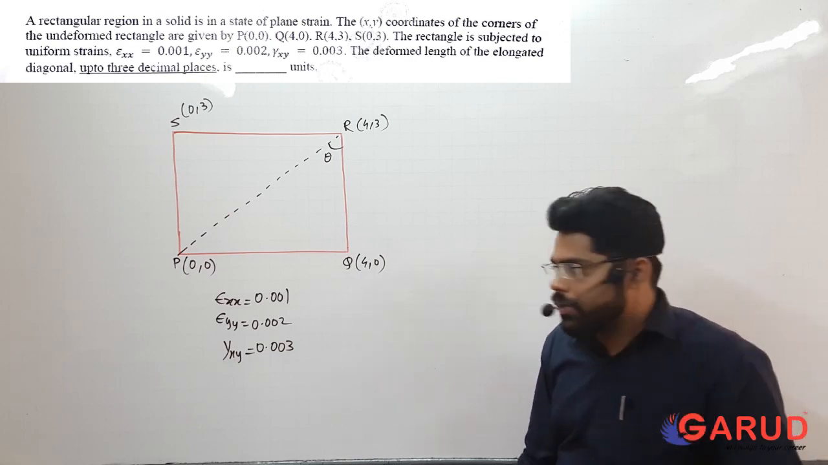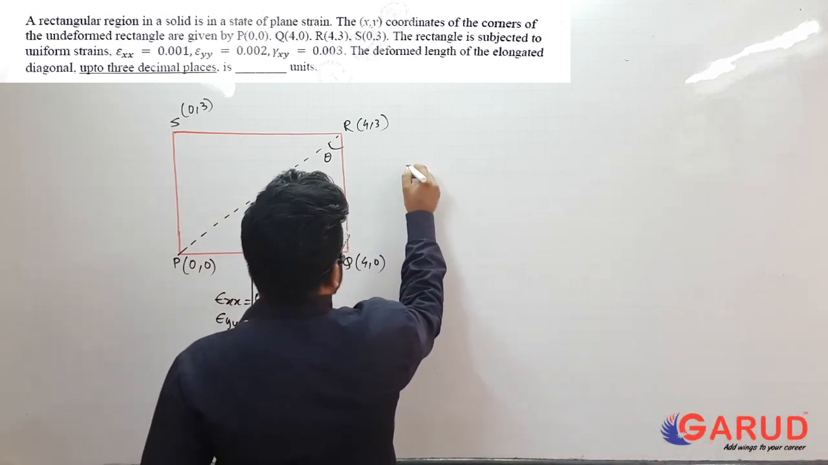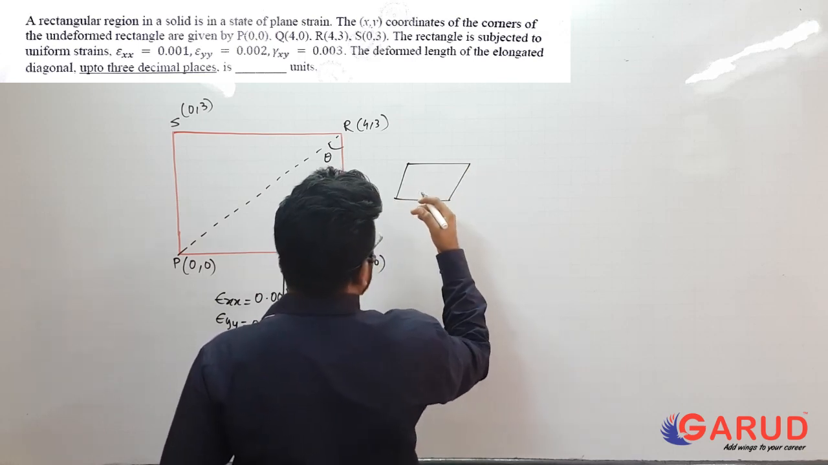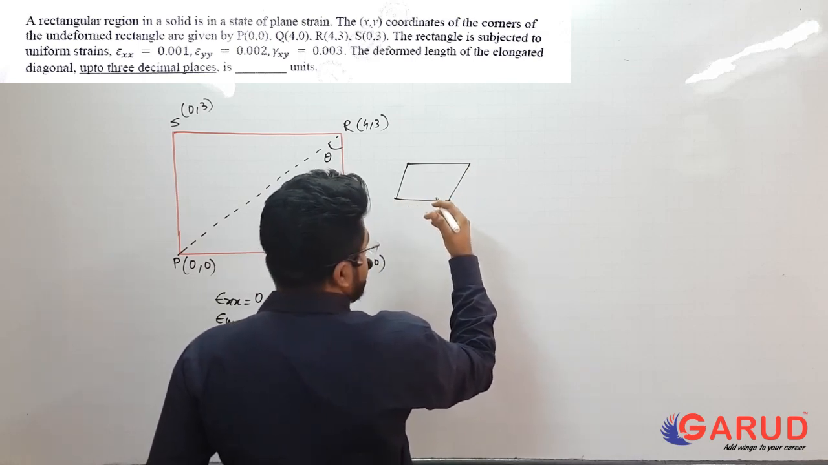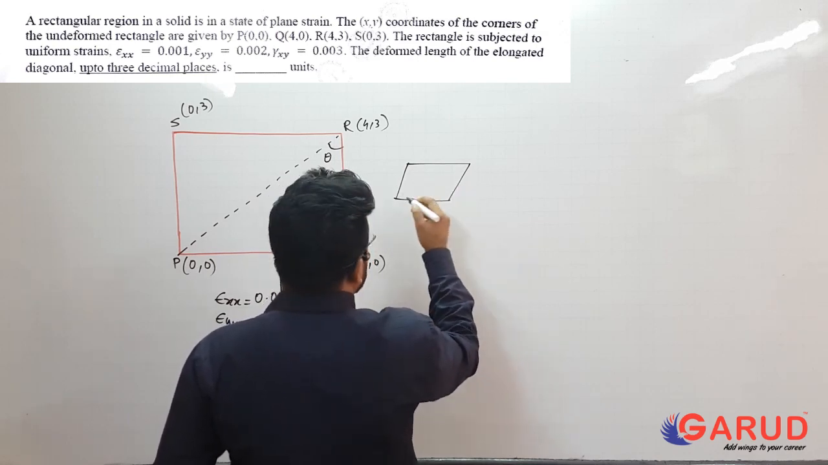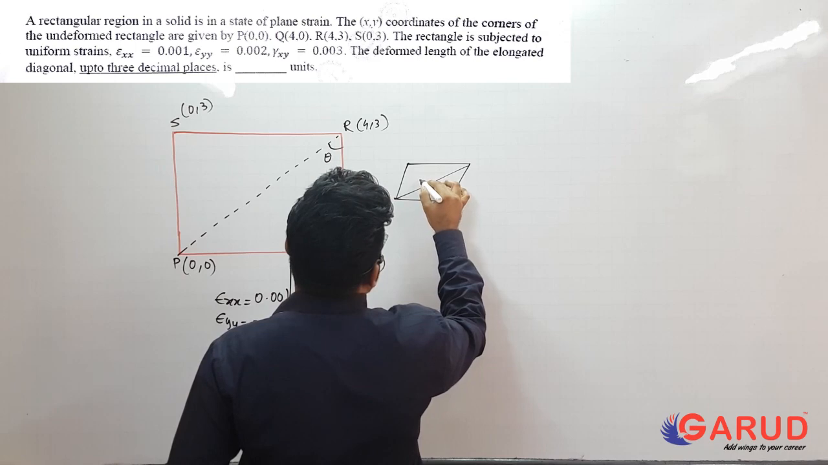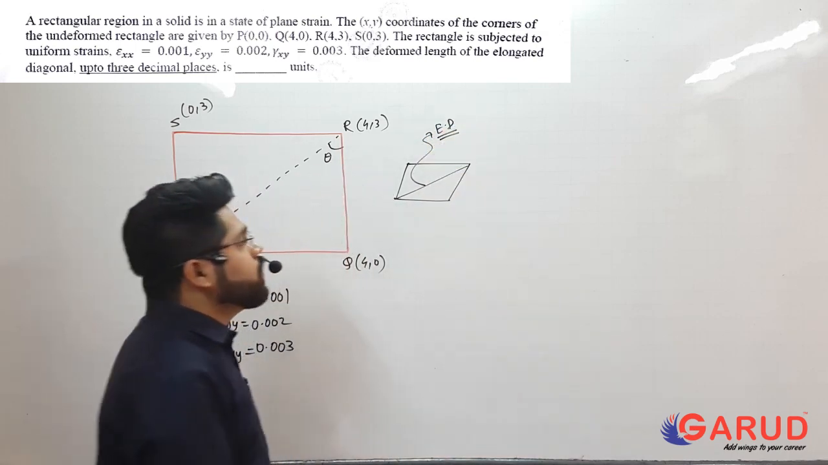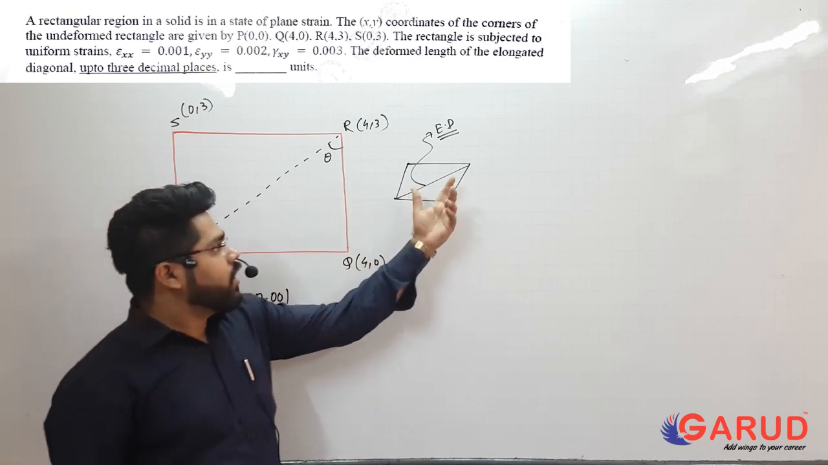Okay, I will let you draw it. The rectangle might have deformed in this fashion. Can I say like this? The rectangle, assuming, I don't know how it has been deformed, but let us say the rectangle has been deformed in this fashion, and this is nothing but what they are asking you, the elongated diagonal. They are asking you what is the length of the elongated diagonal.